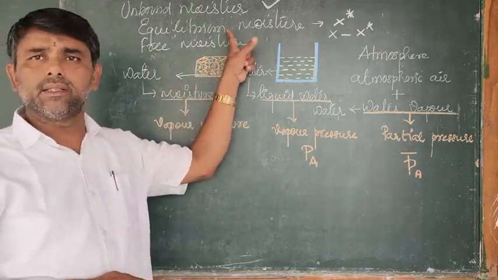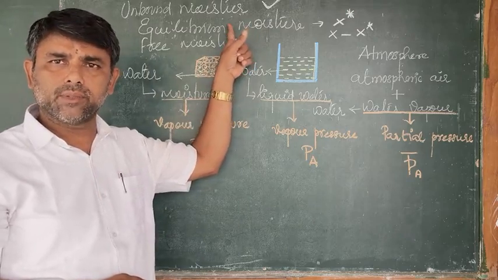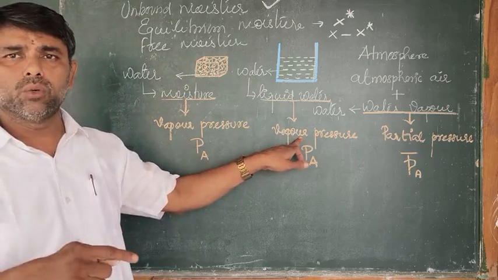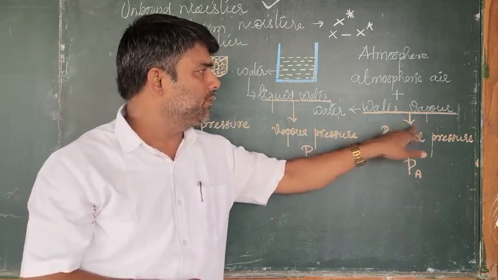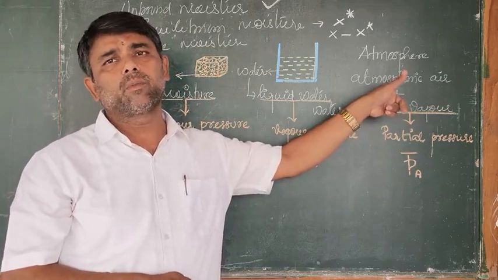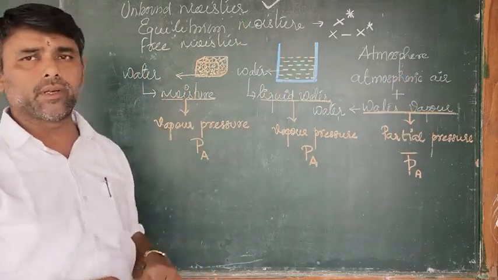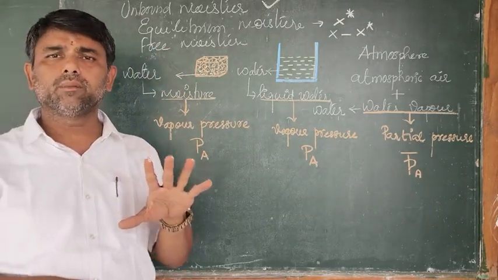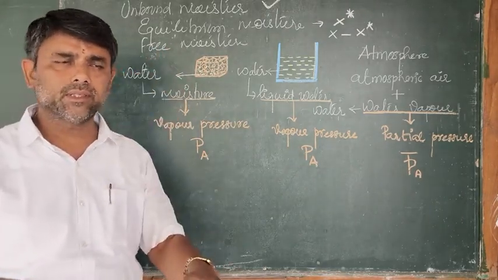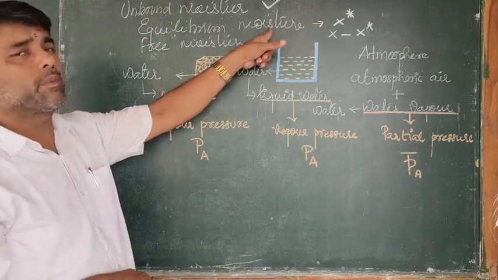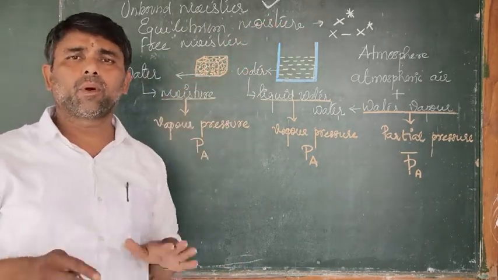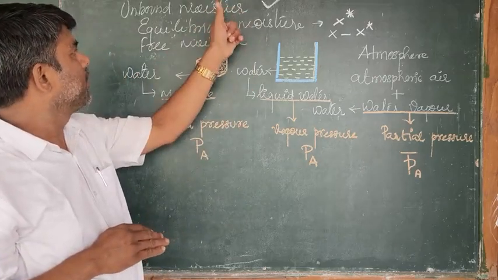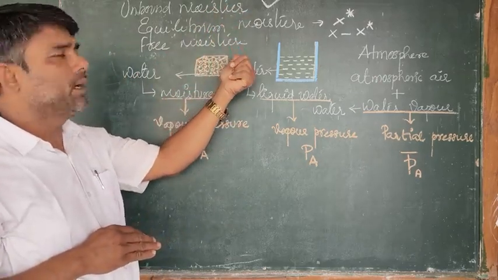Equilibrium moisture is the moisture contained by the substance that exerts an equilibrium vapor pressure equal to the partial pressure of water vapor present in the atmosphere. This is called equilibrium moisture. Free moisture is nothing but moisture contained by the substance in excess of equilibrium moisture. Clear? This is the proper definition for bound moisture, unbound moisture, equilibrium moisture and free moisture.